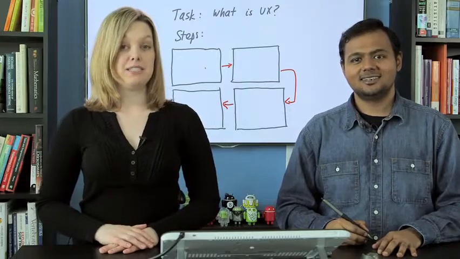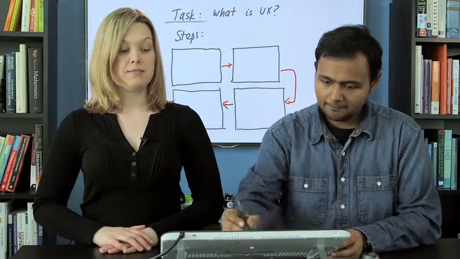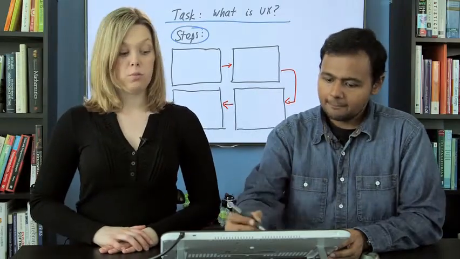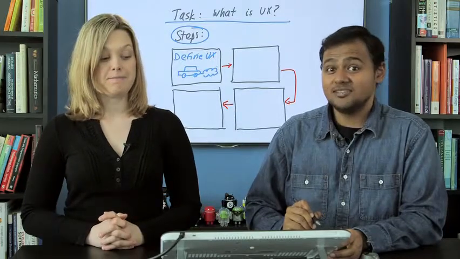So let's recap lesson 1. Our task was to learn what is user experience. And the steps we followed were, we defined user experience and we gave you a super awesome example and demonstrated how a Need for Speed and Porsches is a really great example of user experience. That was my favorite step.